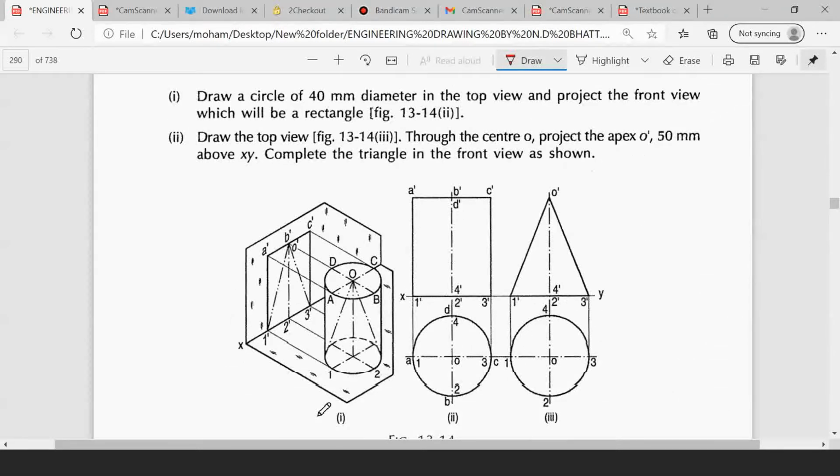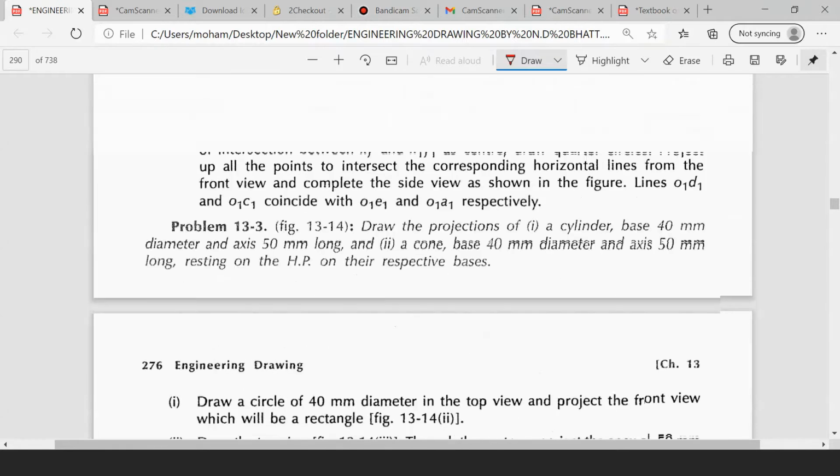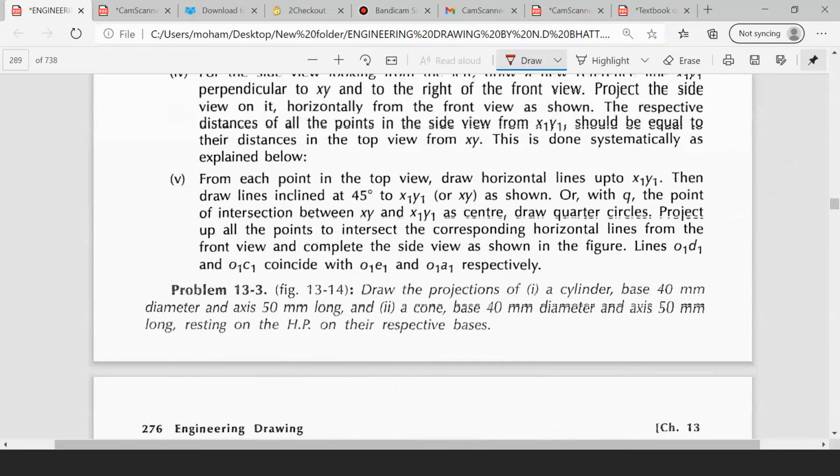He has given the numbering for the base as 1, 2, 3. Here he has given a question: draw the projection of a cylinder, base 40 mm diameter, axis 50 mm long, and a cone, base 40 mm diameter, axis 50 mm long, resting on the HP on their respective bases.